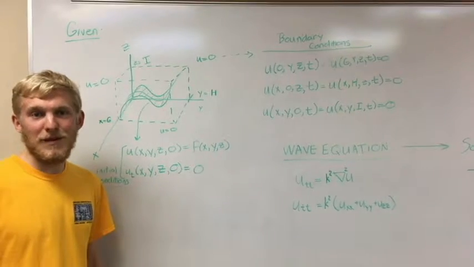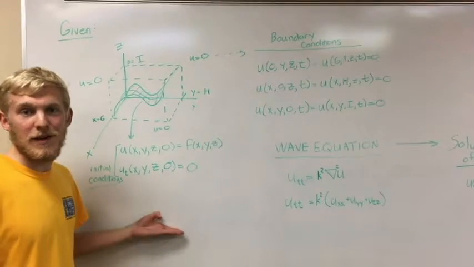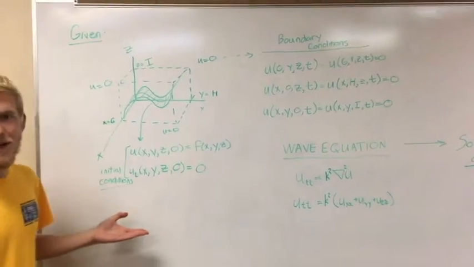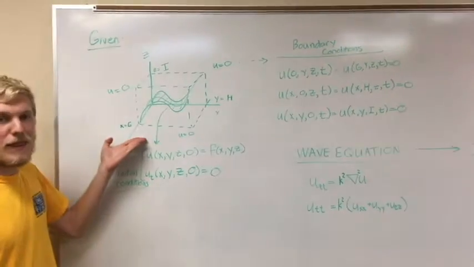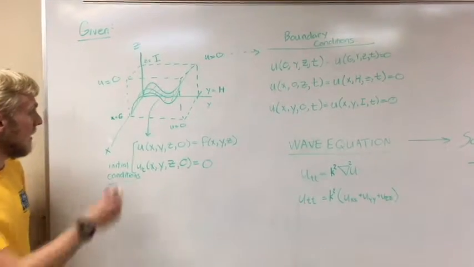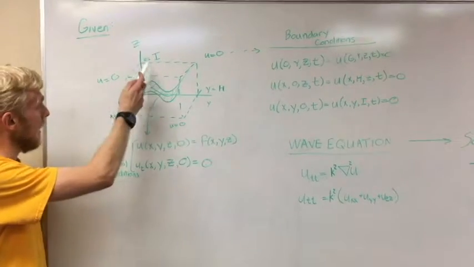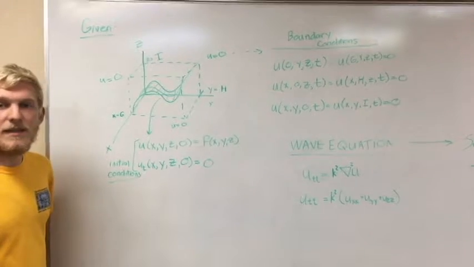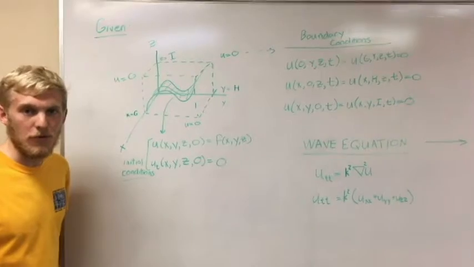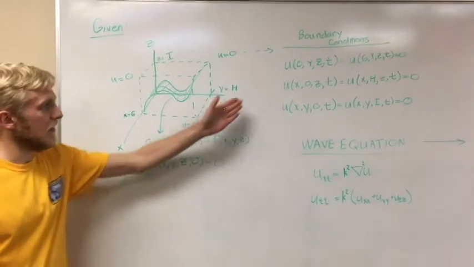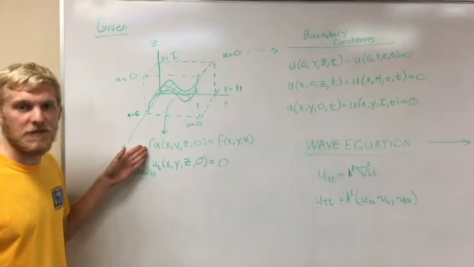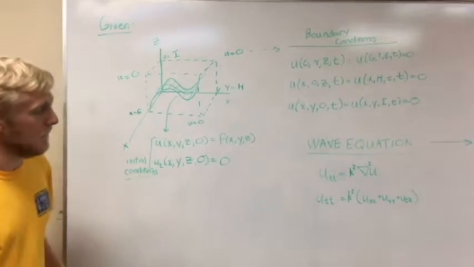Good morning, and today I'm going to walk through a 3D wave equation with Dirichlet conditions. So first off, we are given a wave in 3D bounded along the x, y, and z axes. This is a Dirichlet boundary condition problem because we are given that u at certain points is 0 and that the initial conditions are some function of x, y, and z.